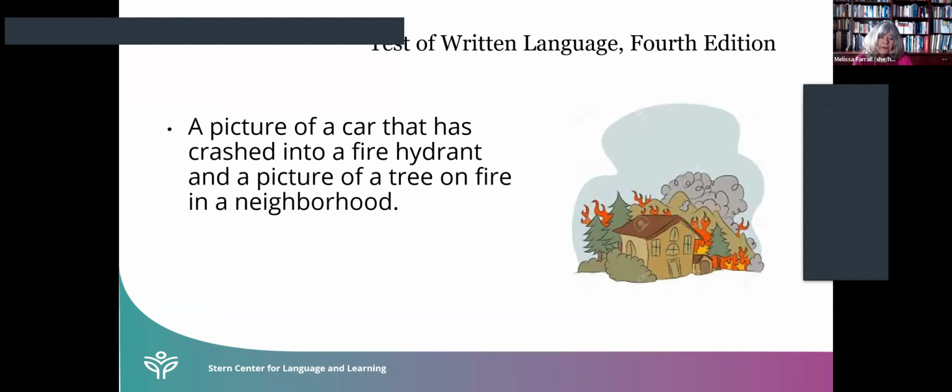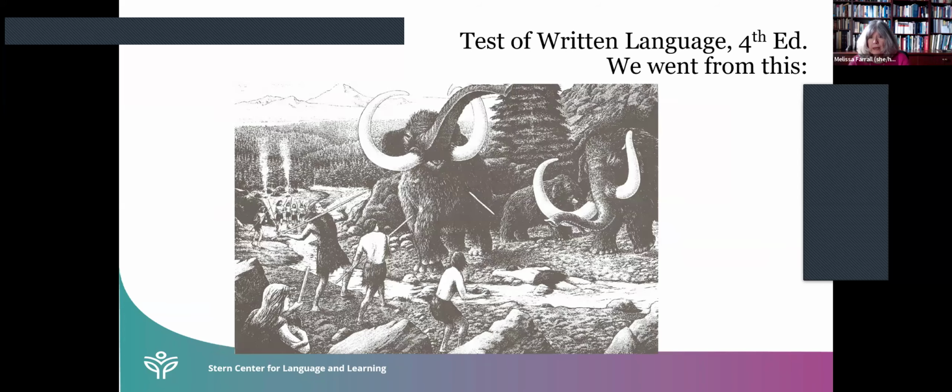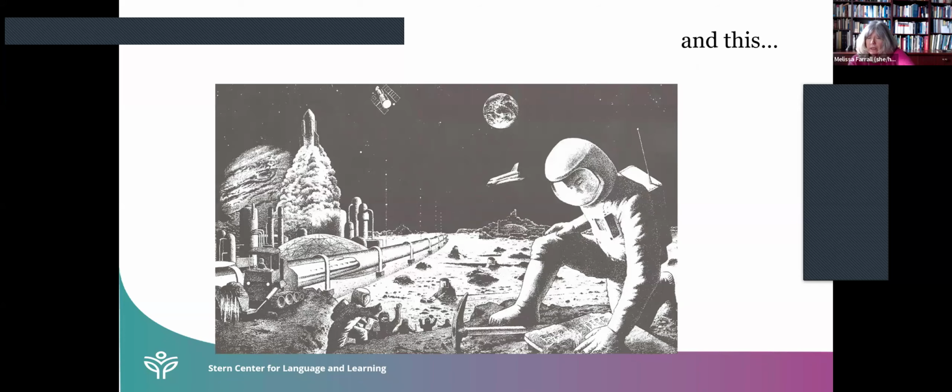And so in the fourth edition, the TOEL folks decided that everyone was tired of the mammoth pictures and the space scenes, and they were going to come up with something different. And there's a dilemma here. How do we choose pictures for kids to write about? Clearly, these pictures are really good for kids who know a lot about dinosaurs and mammoths, or maybe who understand that mammoths didn't live at the same time as cavemen. This picture offered a tremendous opportunity for kids to demonstrate their background knowledge and their command of science.